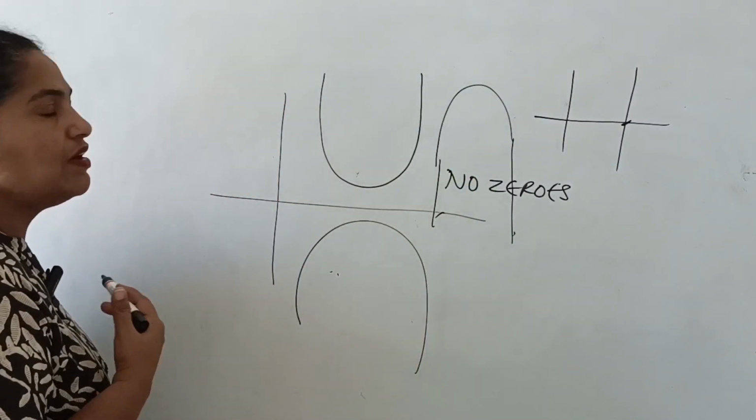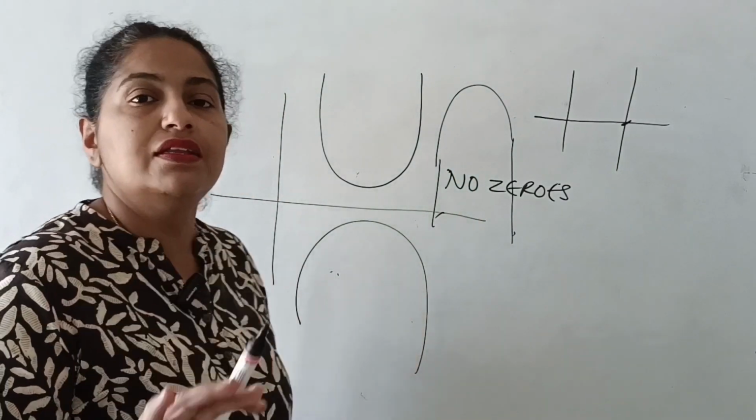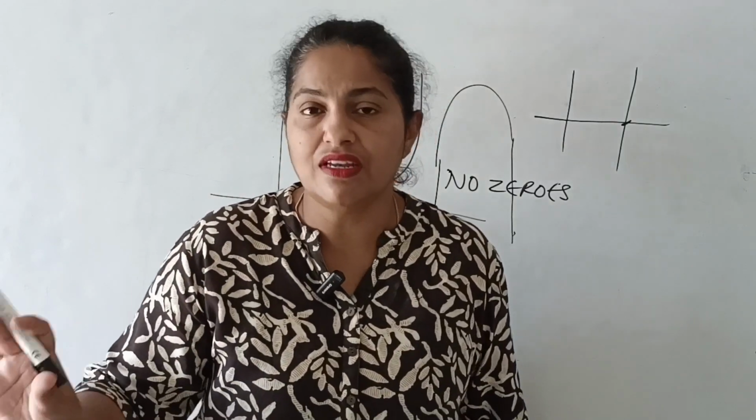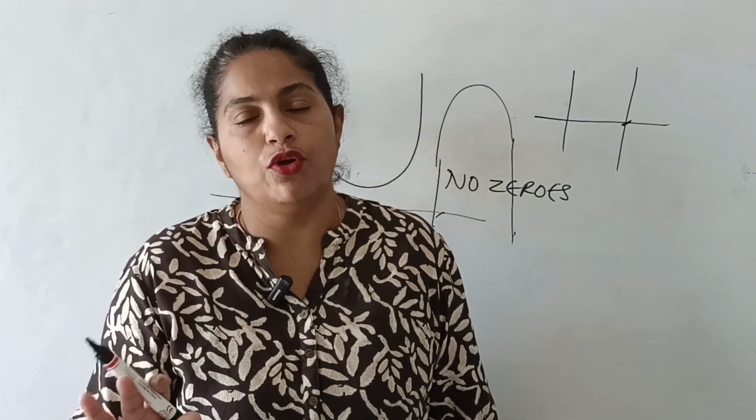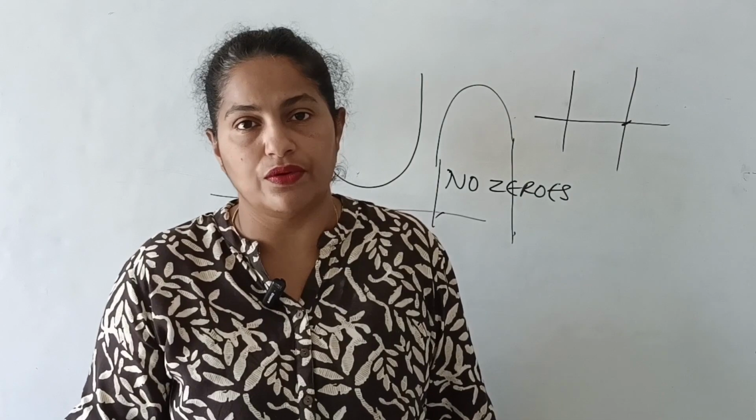Like this you will get. It will not cross the x-axis at all. In such cases, you can straight away say that that particular polynomial has no zeros at all.